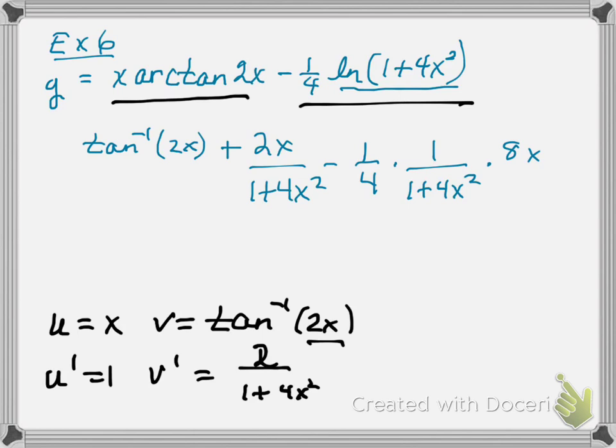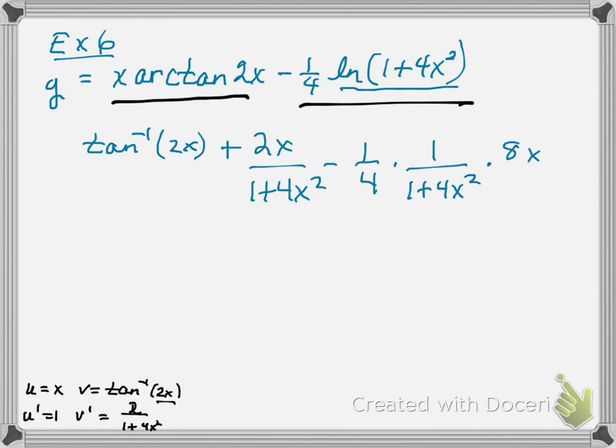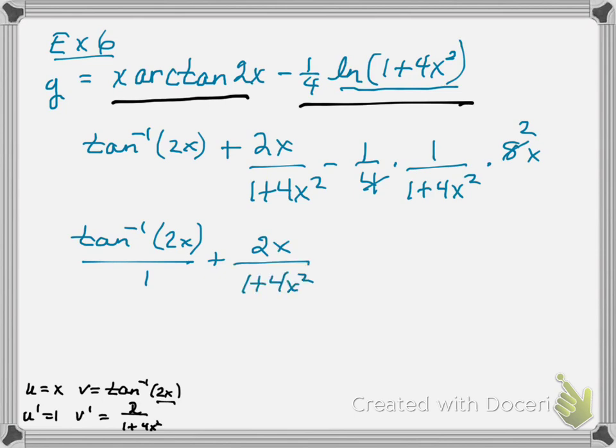Alright, so let's simplify what we can. I think I could cancel these. That'd make a 2. So I'm going to have inverse tangent of 2x, I'm going to put that over 1, plus 2x over 1 plus 4x squared minus a 2x over 1 plus 4x squared.